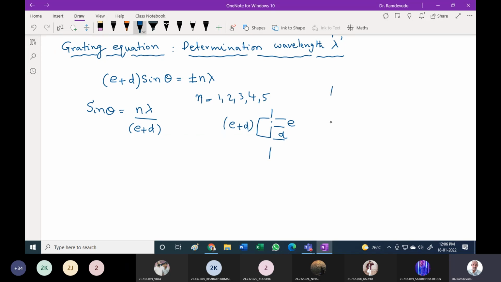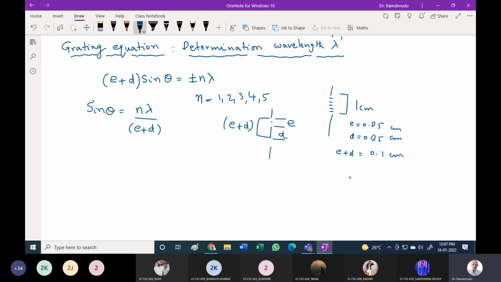Suppose I take this as 1 centimeter. In 1 centimeter, I'll make a large number of openings and closings. Suppose I take e equal to 0.05 and d equal to 0.05 centimeter. That means the width of the slit is 0.05 and the separation between the slits is also 0.05. Then e plus d will be 0.1 centimeter.